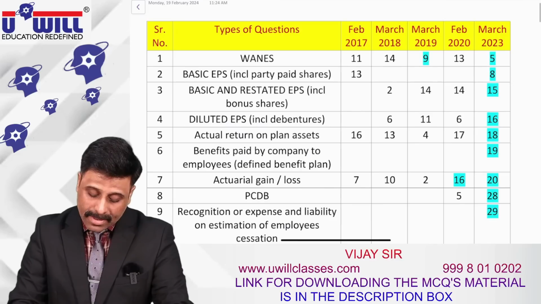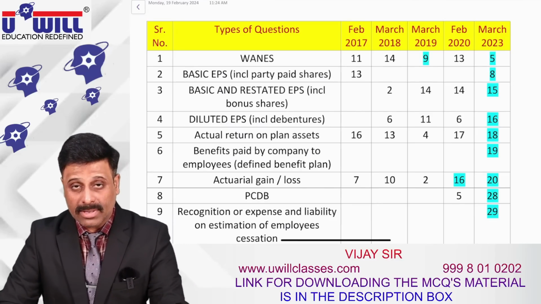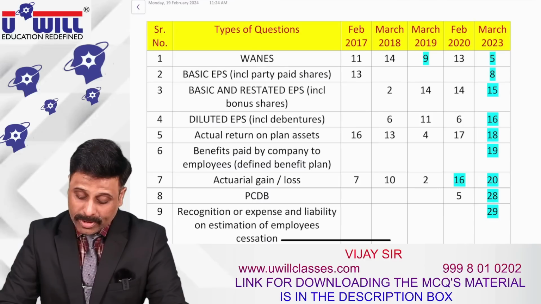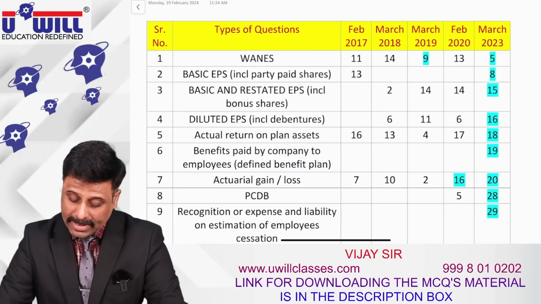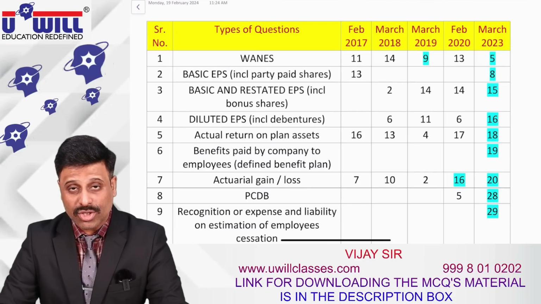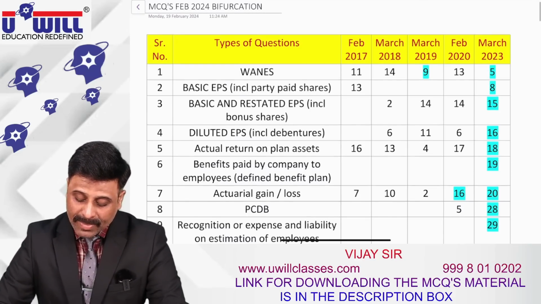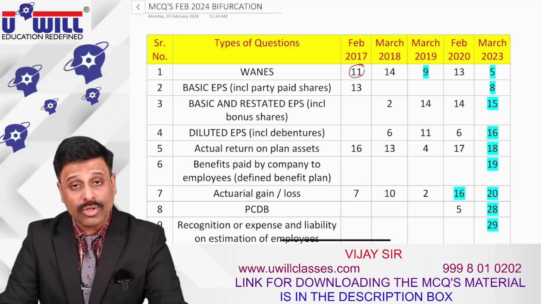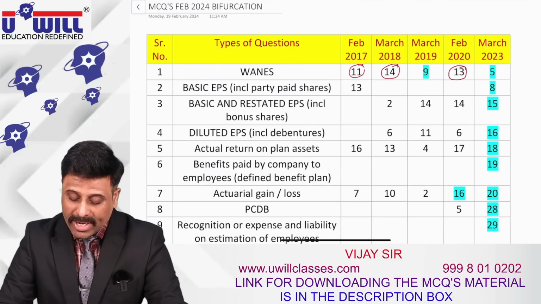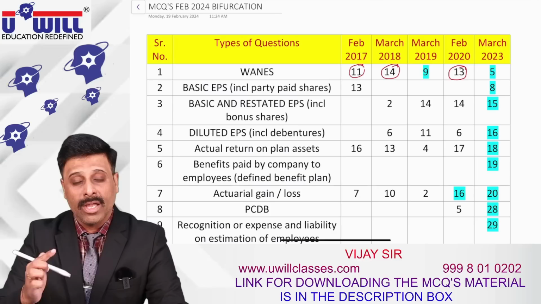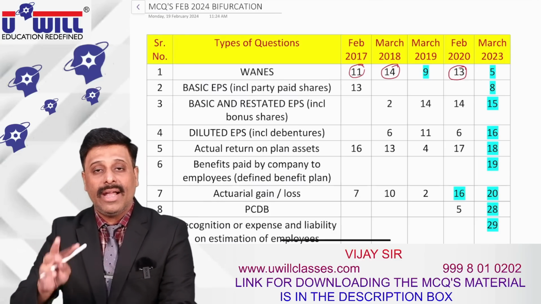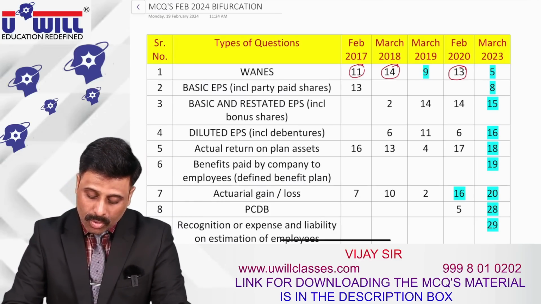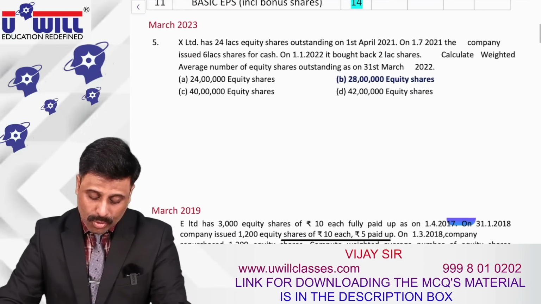So let's start. Very first variety of question possible is on WANS, weighted average number of equity shares. I'll be solving 2 questions, March 2019's question 9 and March 2023's question 5. And after that, once you download this material, you all try February 17th question 11, March 18th question 15 and February 20th question 13 on your own. 2 questions I am doing right now and 3 questions you all try on your own. So all of you look at the 2 questions.